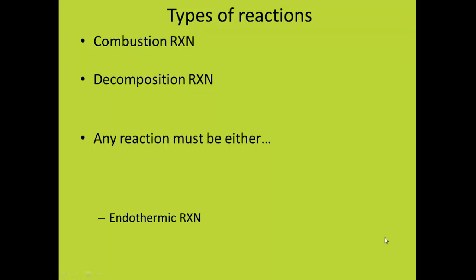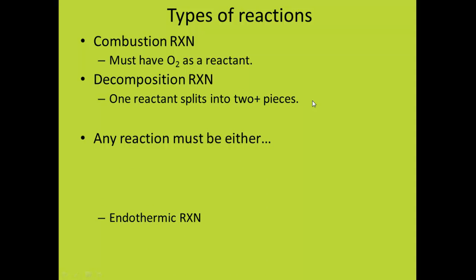Alright, so types of reactions. The first one is our combustion reaction. So you must have O2 as a reactant. So if you don't have O2 as a reactant, it cannot be a combustion reaction. So your decomposition reaction is one reactant splits into two or more pieces. So you're going to see you have like one reactant and you might have two or more products.